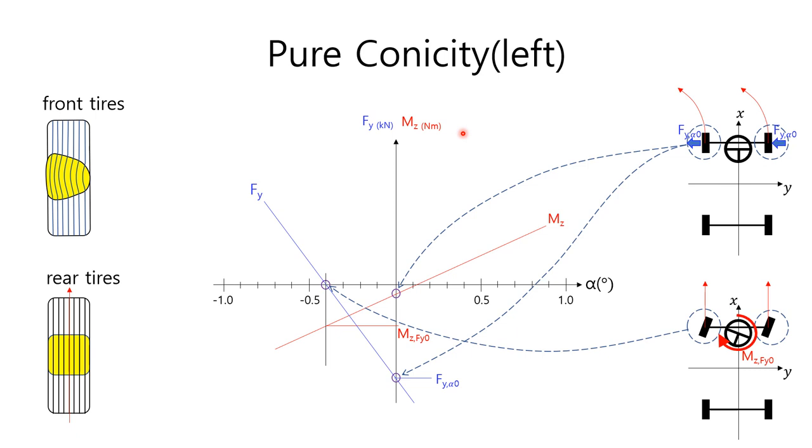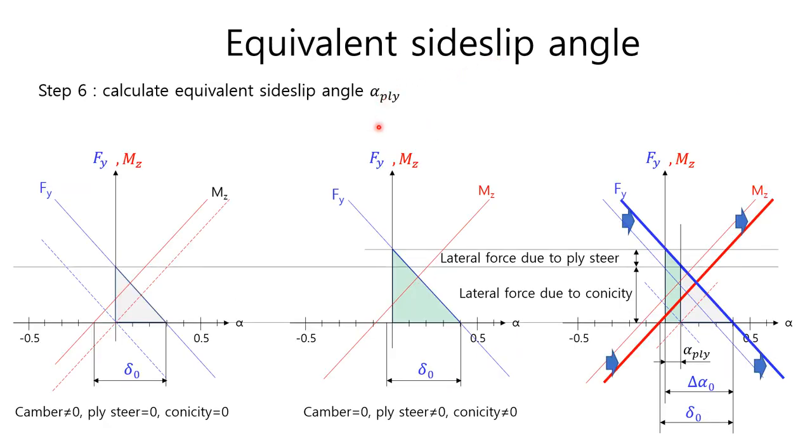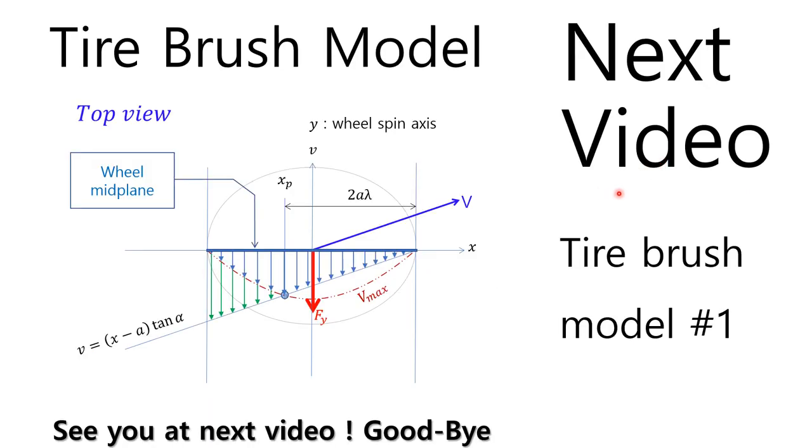If you watch the previous videos, you can easily understand the upcoming videos. In the previous video, E0050, I explained the vehicle attitude, steering wheel offset related to the residual cornering force and residual aligning moment. Recently, I explained how to calculate the equivalent camber and the equivalent side slip angle. The next video will be Tire Brush Model, Part 1. I will explain the entire brush model to calculate the lateral force, longitudinal force, combined force.